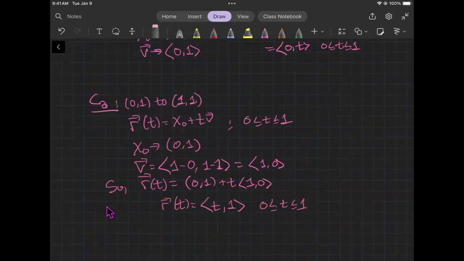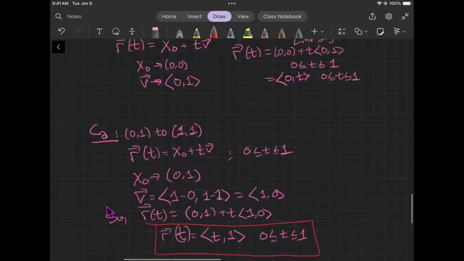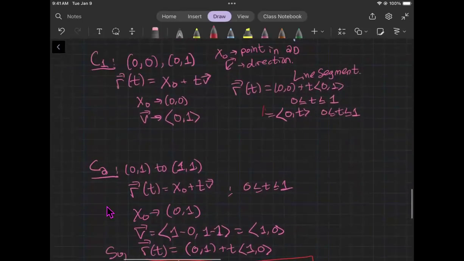And then, yeah, it doesn't hurt to check, right? So if t is 0, we're at 0, 1. And if t is 1, we're at 1, 1. Okay, so this is the parameterization of that other line segment. And then this line segment here too, right?